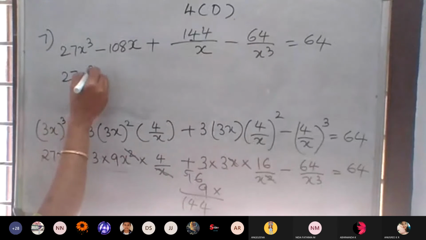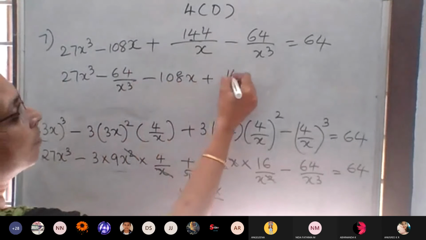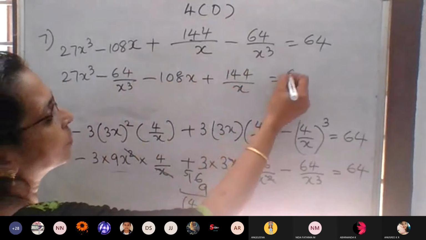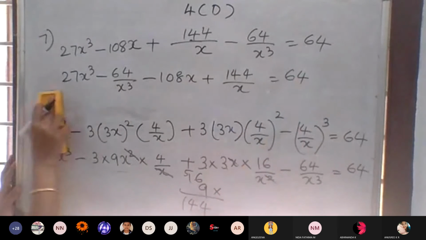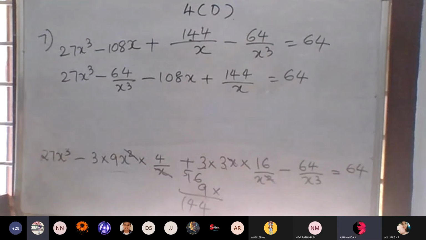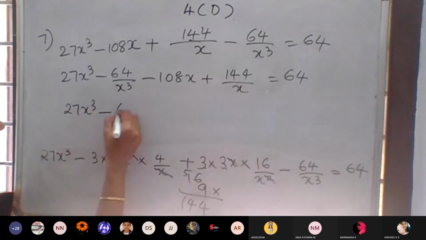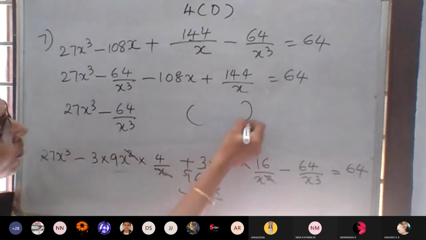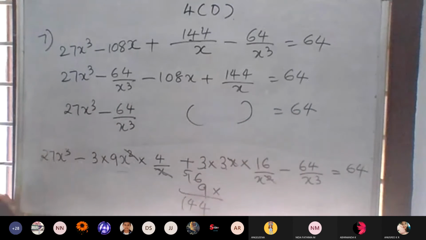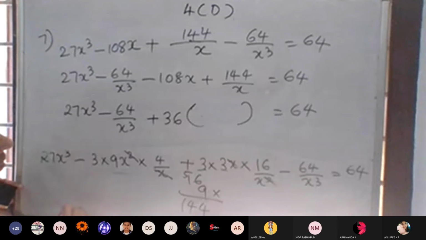So take it together. Minus 64 by x cube. Remaining 108x plus 144 by x is equal to 64. Up to this you have completed. Yes, ma'am. Then what we have, that way we have to adjust. So which value we have, then what we have to take common. Plus 36. If we take plus 36, you will get what?